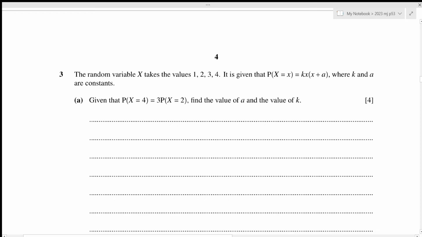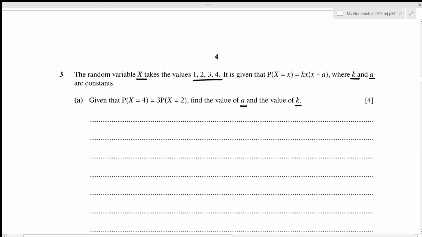For the third question, a random variable x takes the values 1, 2, 3, and 4. It is given that probability of x equals x will be equal to k times x plus a, where k and a are constants. Given that probability of x equals 4 will be equal to 3 times probability of x equals 2, find the value of a as well as the value of k.